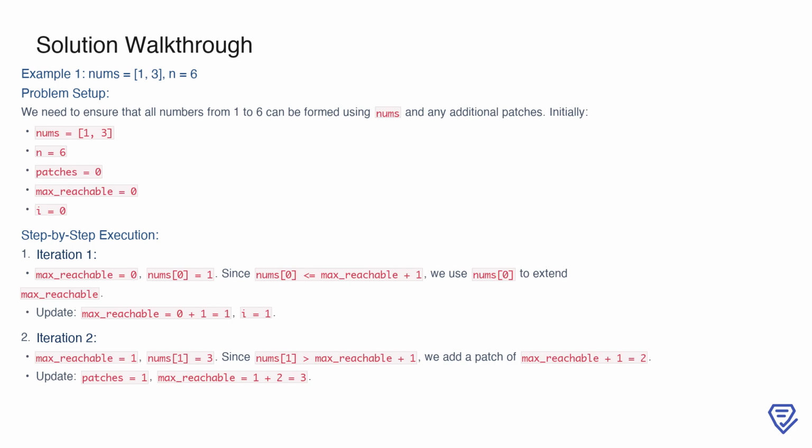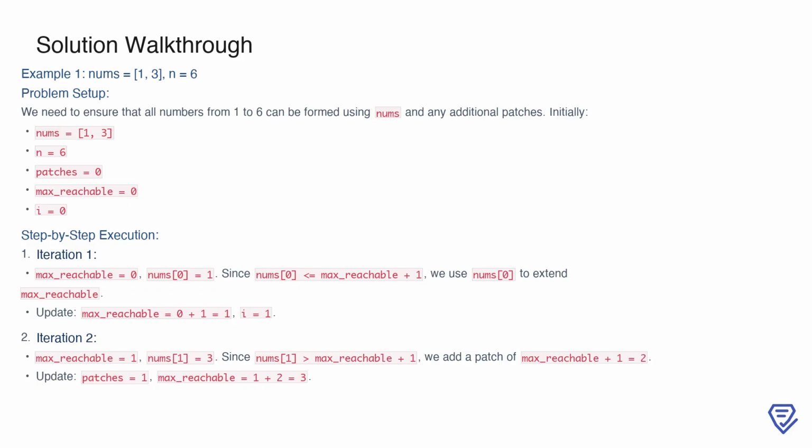Here, we start with the example where nums is [1, 3], and n is 6. Our goal is to make sure that all integers from 1 to 6 can be formed by using the numbers in nums and potentially adding some patches. Initially, the patches count is 0, the maximum reachable sum is 0, and the index i is 0.